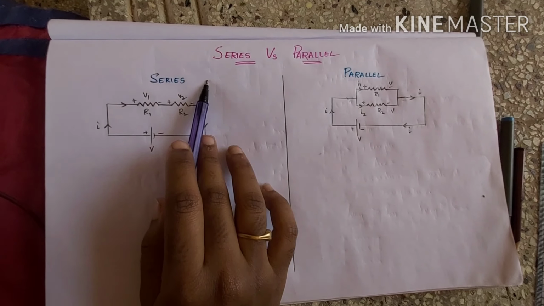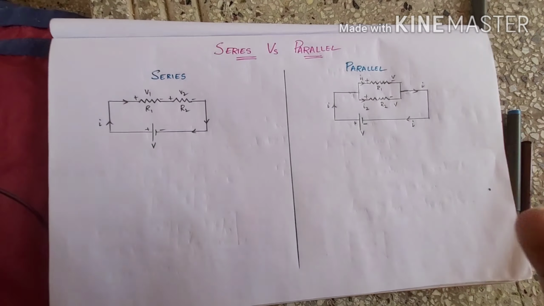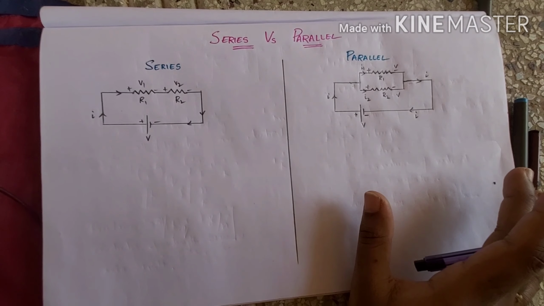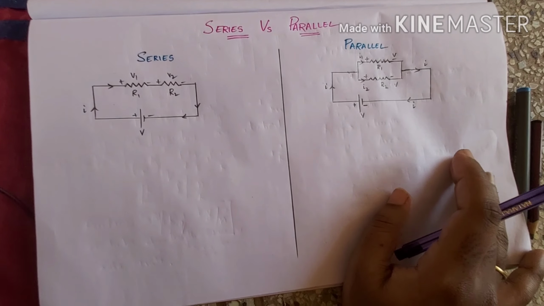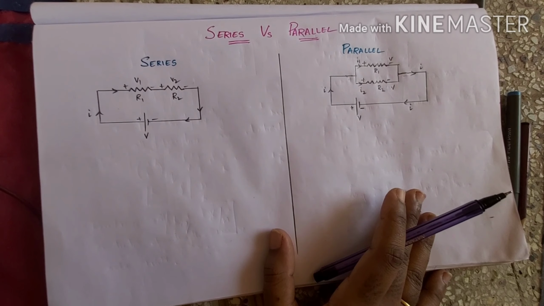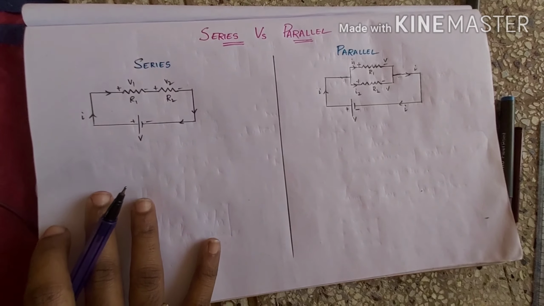Let's see the comparison of series and parallel. In my last videos I explained the types of combinations, series and parallel, separately. Now let's see the comparison. This is most like a shortcut to remember both. That's why we are taking the comparison of series and parallel.